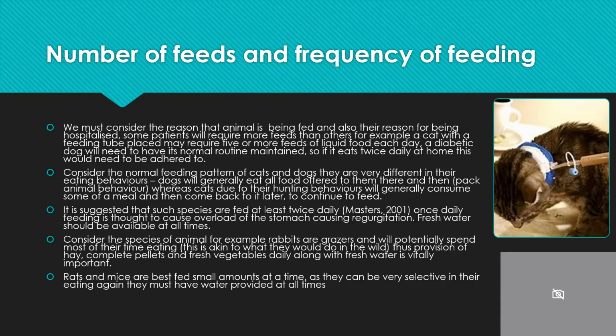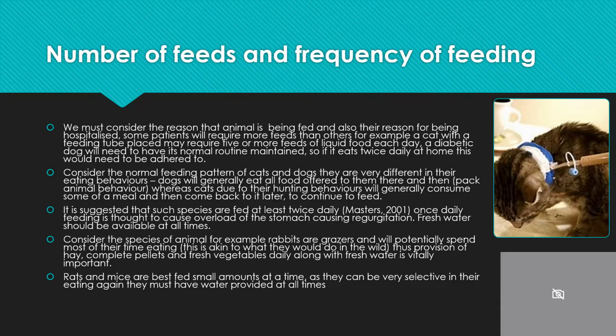Dogs will generally eat all food offered to them there and then. That is what we would class as pack animal behaviour, whereas cats, due to their hunting behaviours, will generally consume some of the meal and then come back to it later to continue to feed. So we call them a grazer. And it's suggested that such species are fed at least twice daily. Once daily feeding is thought to cause an overload of the stomach, and that can cause regurgitation.